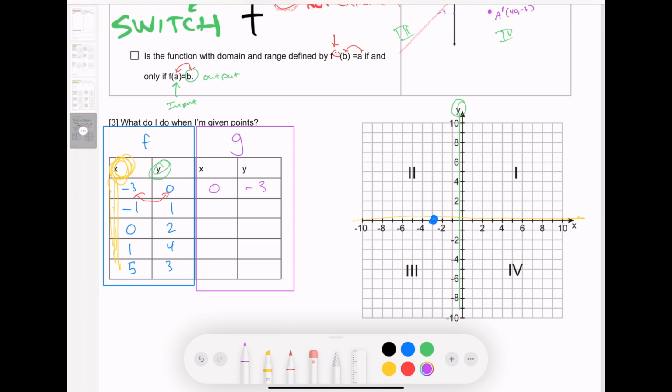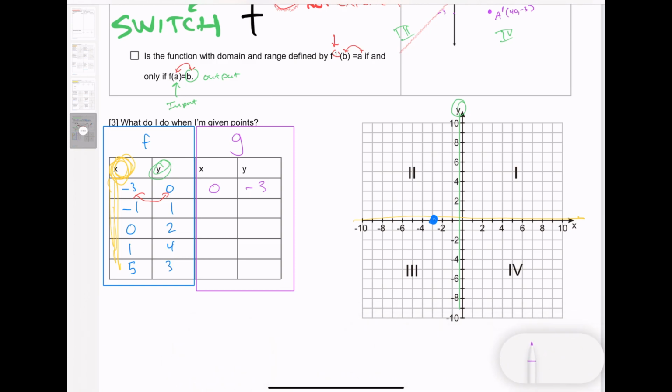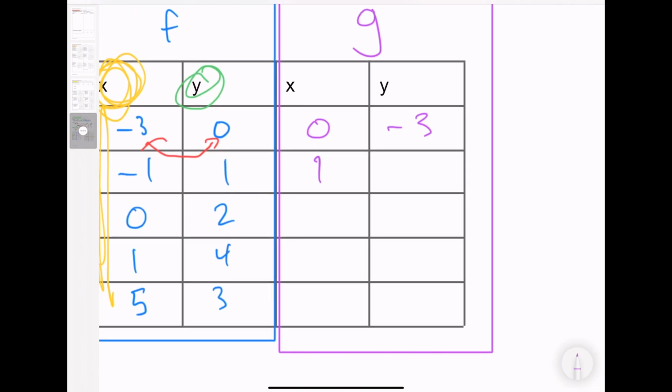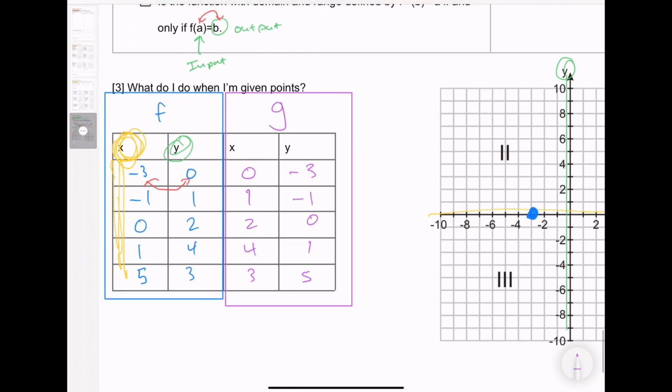Jaylene, tell me the rest of the order pairs. 1 is that? 2. No, it's an order pair. 1. Oh, 1 and negative 1? Yes. 2 and 0? Yes. 4 and 1? Yes. 3 Yes. Jalen, pick the next person to help me graph the blue.